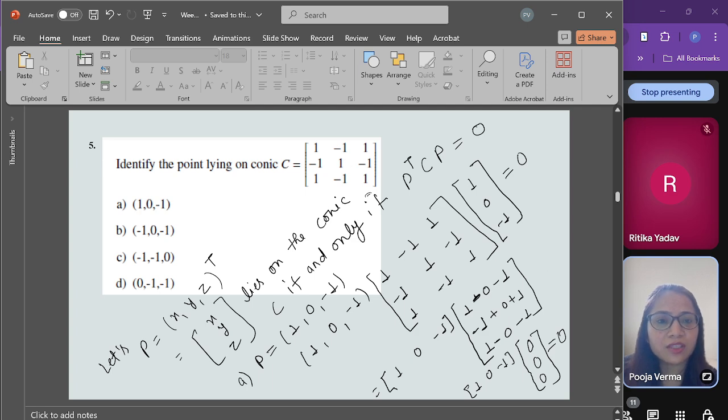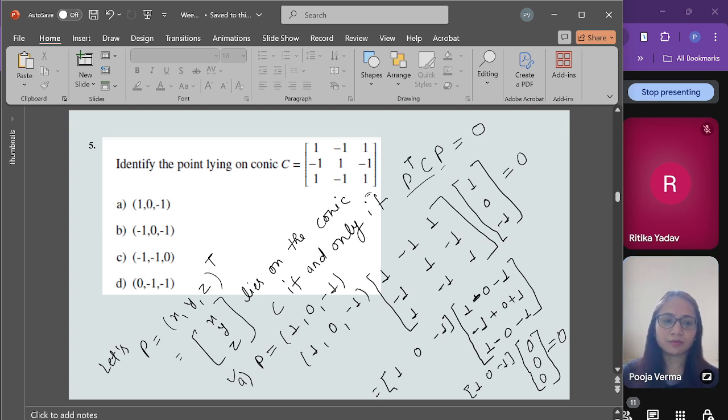If this is multiplied by this column, that will give 0 only, right? So that means P transpose C P is equal to 0. That means option A, the point P 1, 0, minus 1, lies on the conic. Option A is correct. Now check with the others also, options B, C and D, and let me know whether they lie on the conic or not. In the exam, there will be multiple choice questions as well as multiple correct options.